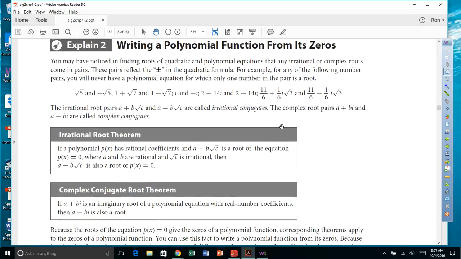Writing a polynomial function from its zeros. The irrational root theorem: if a polynomial p of x has rational coefficients and a plus b times the square root of c is a root of the equation p of x equals 0, where a and b are rational and the square root of c is irrational, then a minus b times the square root of c is also a root.